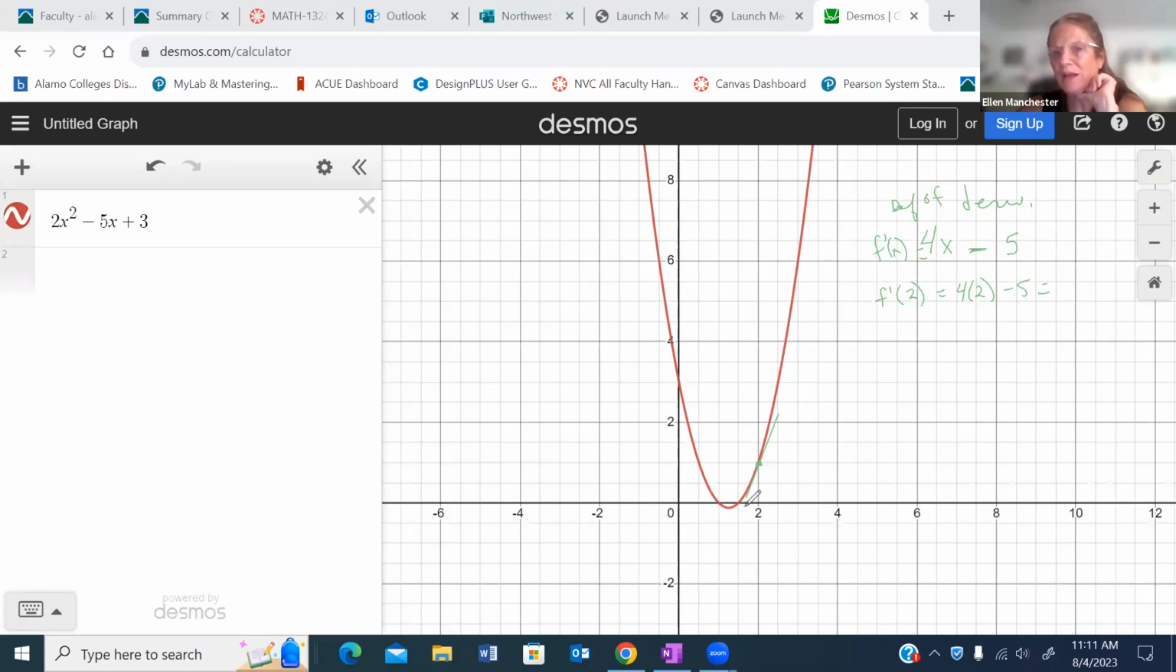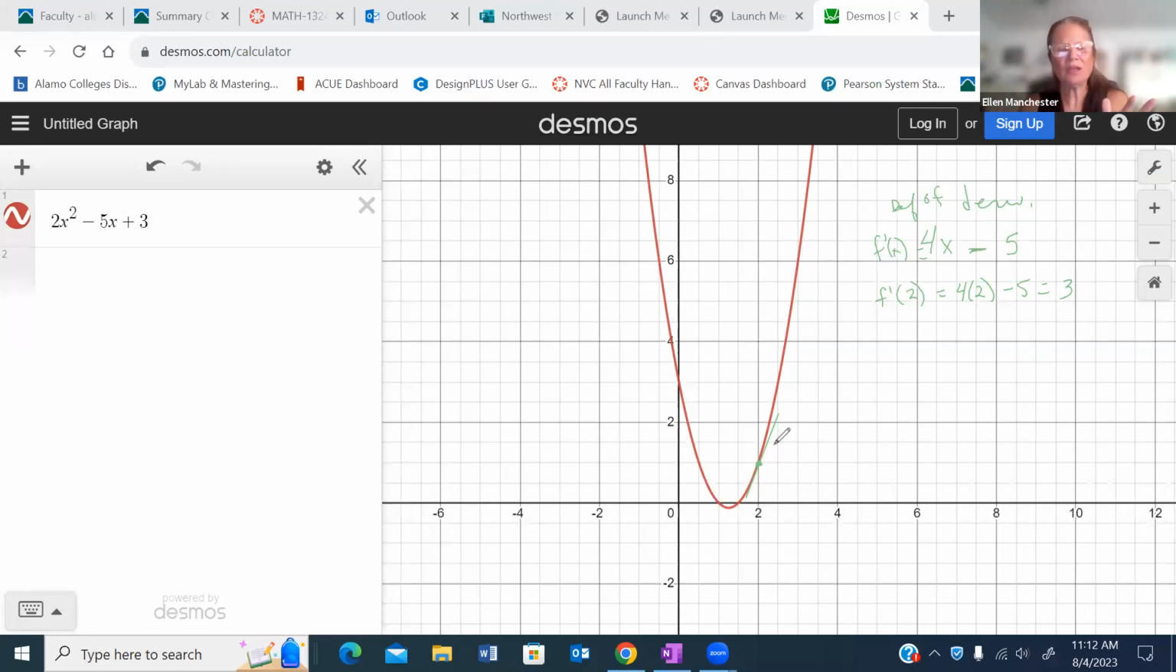Right? Because my line is going uphill, it's increasing. So this number needs to be a positive. So 4 times 2 is 8, 8 minus 5 is 3. So the slope right at x is 2 is a positive 3, okay? It's an increasing slope. So what that means is at that point, my rate of change is increasing by 3.